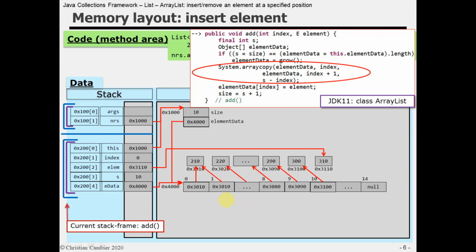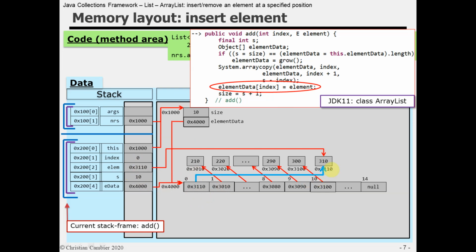Okay, it is as if all the elements in the array up to that position are shifted 1 position backwards, so to the right. That's for the ArrayCopy method. After that, the new element will be added at the first position. Let's take a look. Element data, which is this one, refers to this array. Index 0 will get element, and element is 3110. So this one will be overridden and will refer to our new element.